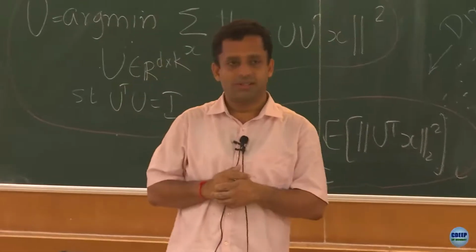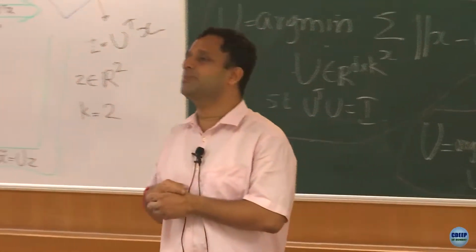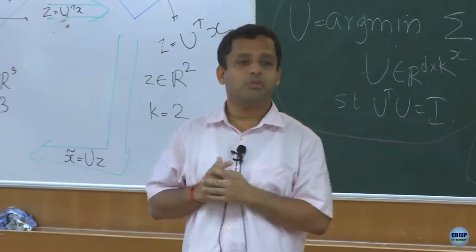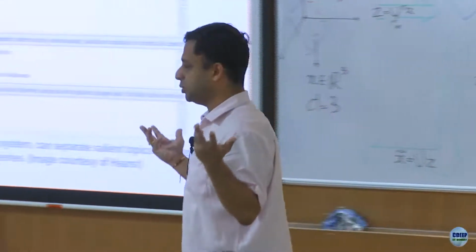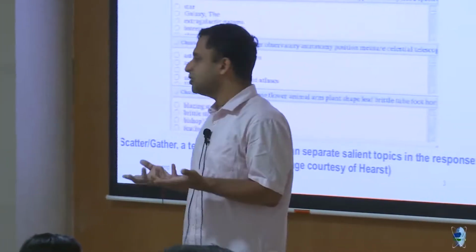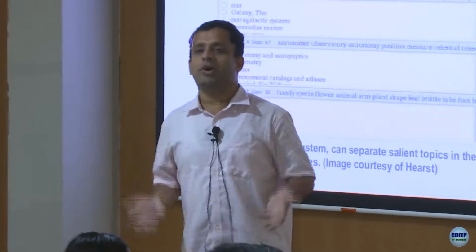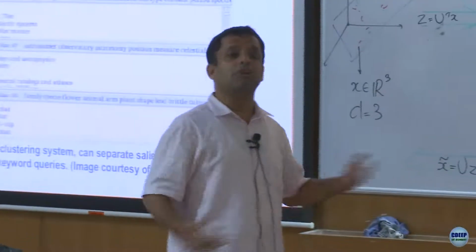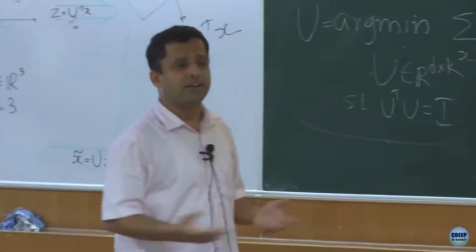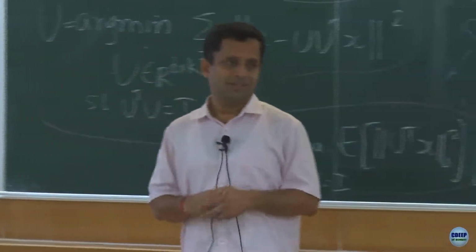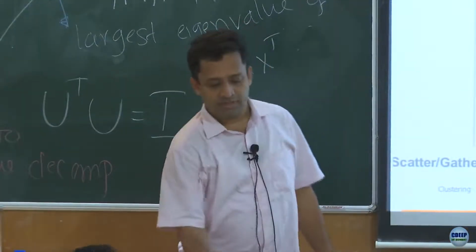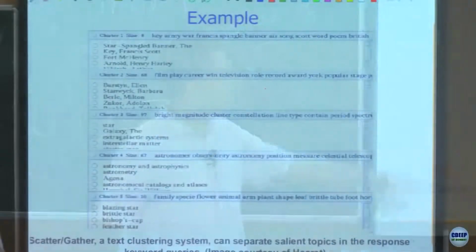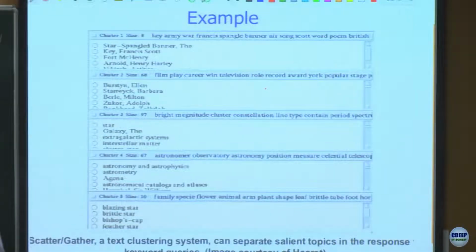These are determining factors. But do you think it's feasible for Google to actually treat it as a classification problem? Okay, this is class 1, class 2. How many classes can you actually generate for search queries on Google? And the new areas keep evolving all the time. So you have to keep changing the number of classes, and then you have to keep changing the size of the classifier. It is not really practical. So clustering is very natural. I hope you can associate with this simple example of Scatter/Gather as a text clustering system that can separate salient topics in the response to query keywords.